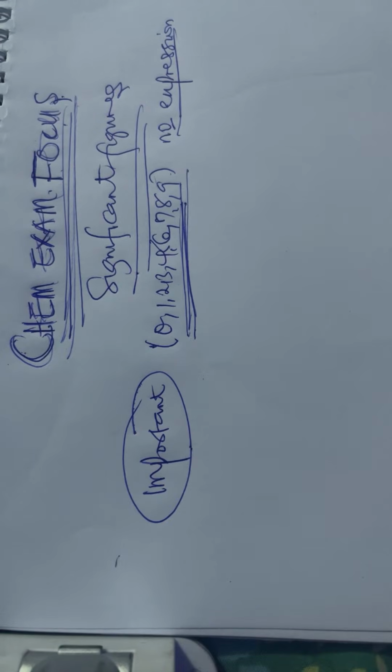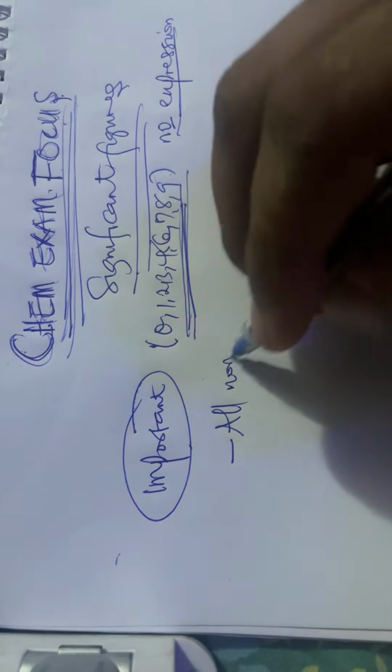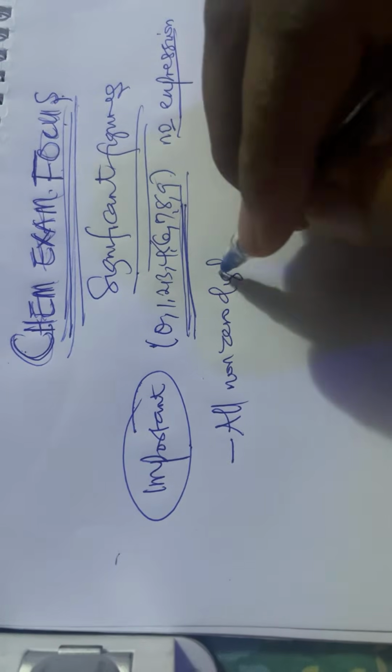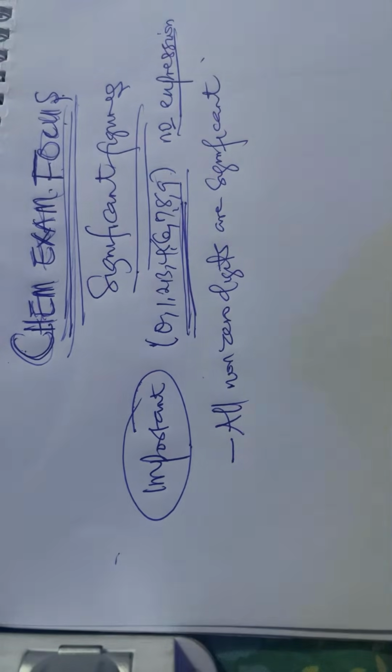So there are rules for naming significant figures. Significant figures have very crucial rules that must be followed. Now I will be running through these rules and I will give examples of each of these rules so you will be able to understand it better. Number one, all non-zero digits are significant. That's the number one thing you must take note of.